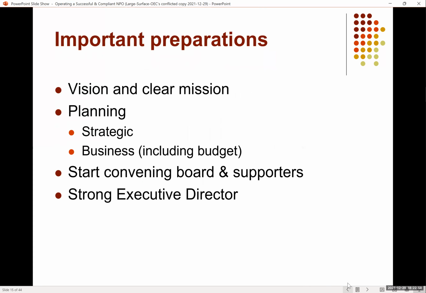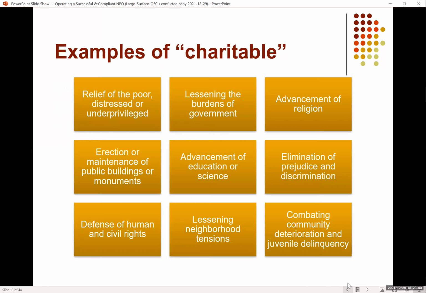Okay, here we go. Relief for the poor, distressed, or underprivileged, public buildings, defense of human and civil rights. Any of these things is what they would consider charitable. Until a couple, I think it was 2005, the NFL used to be a nonprofit organization. Blue Cross Blue Shield is a nonprofit organization.